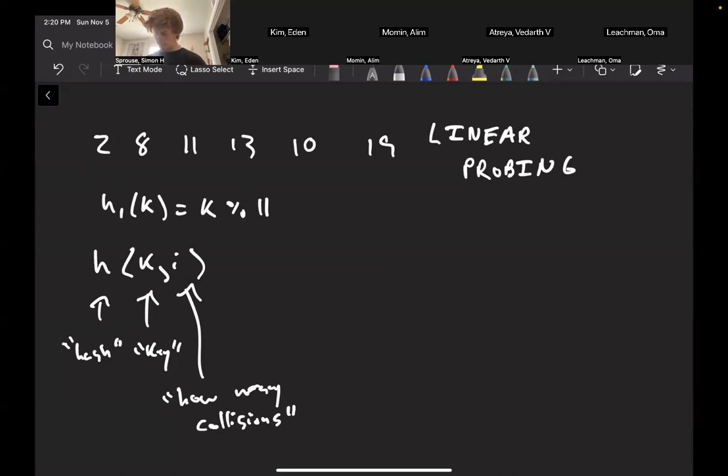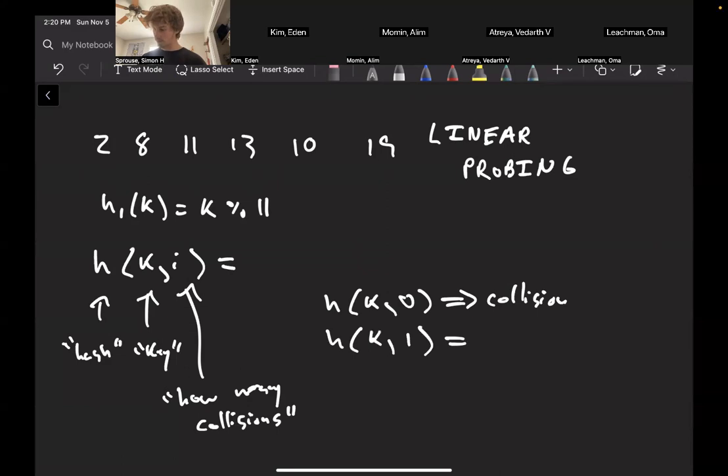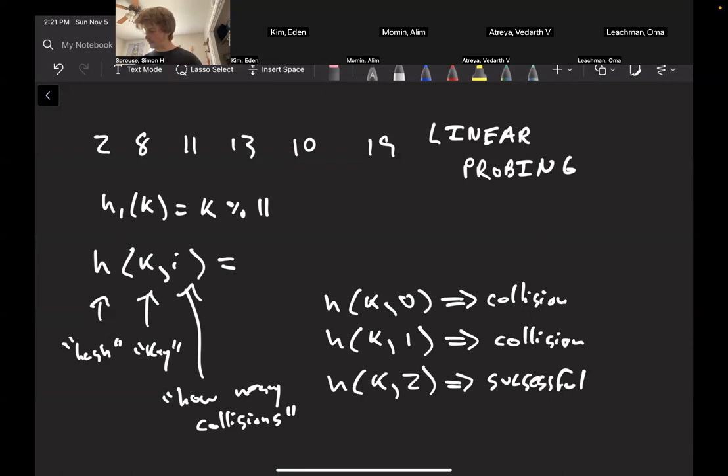And intuitively, before I actually say what this is, what this means is that first, when we try to insert an element, we're going to insert the key, and we haven't seen any collisions. And if this runs into a collision, then we're going to try again. And we're going to have hash of key. We've seen one collision, and we're going to try again. So imagine we get another collision. We're going to try again. So now we've seen two collisions, and then imagine there's nothing there. So if we get a successful insert, then we're good.